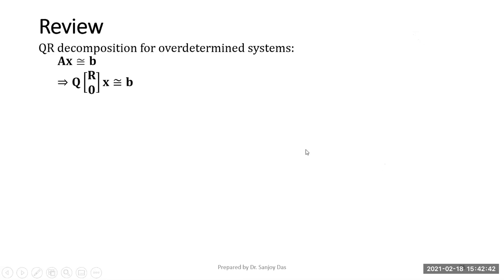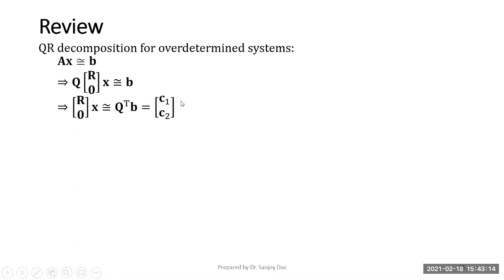For overdetermined systems, how do we solve? Like taking the full QR decomposition, we want to solve Ax equals b. What we do is the full QR decomposition of A. We get Q times R and 0 times x is approximately b. And then we pre-multiply both sides with Q transpose. We get R0 x is approximately equal to Q transpose b.